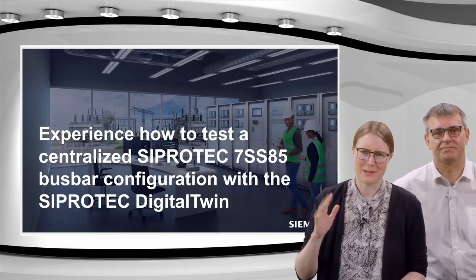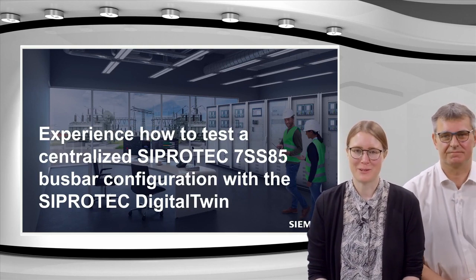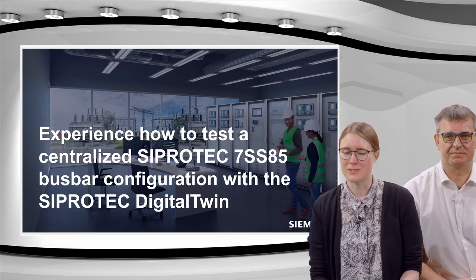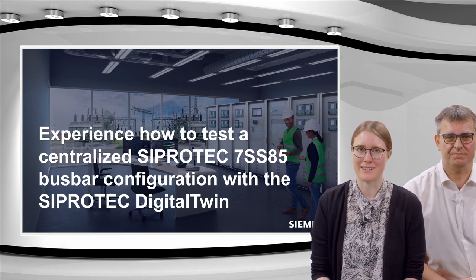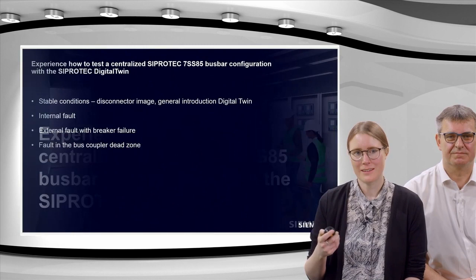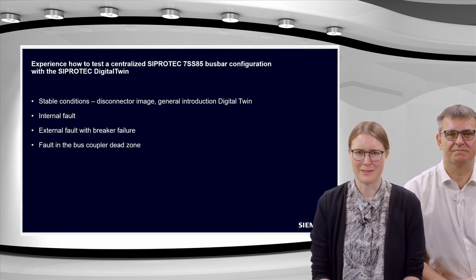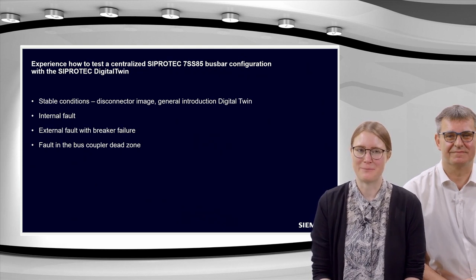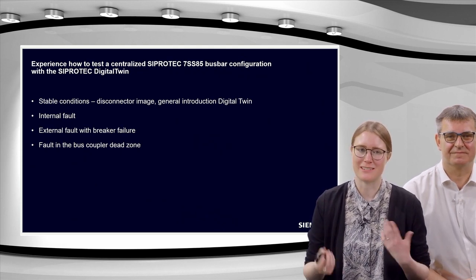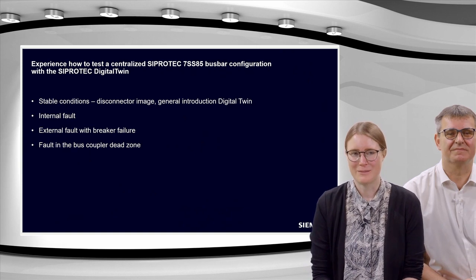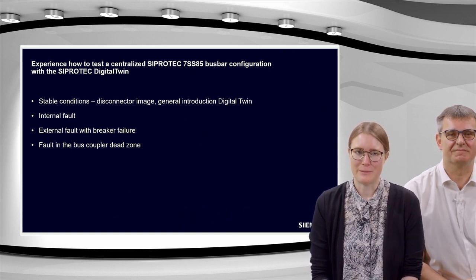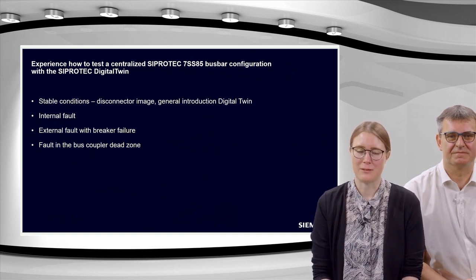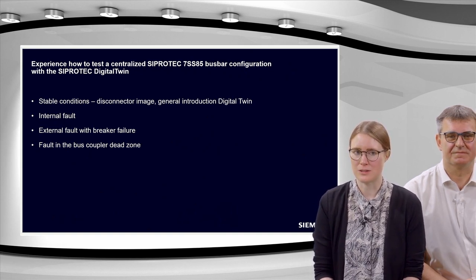For the next round, about 60 minutes, I want to demonstrate a little bit of what we can do with our Cyprotec digital twin and how to test the 7SS85. So this is the mini agenda of the next 60 minutes. I want to start with some stable conditions, injecting values with stable condition, and demonstrate the disconnected image in the web browser view, and give you, of course, a general introduction about our digital twin.